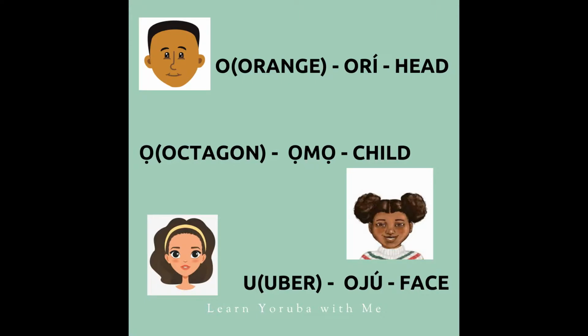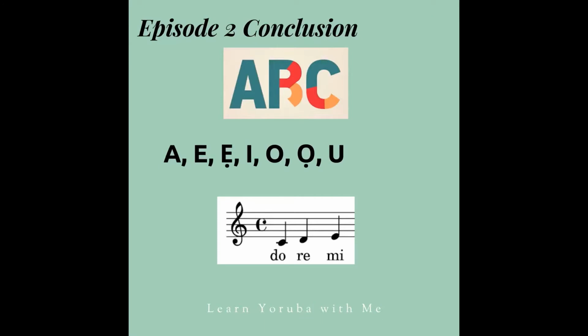Then we have the u vowel in Yoruba. U, very similar to the English word Uber. U. The Yoruba word that has u is oju, oju. Oju is face in Yoruba. So that concludes our sort of crash course on Yoruba vowels. A, e, i, o, u.